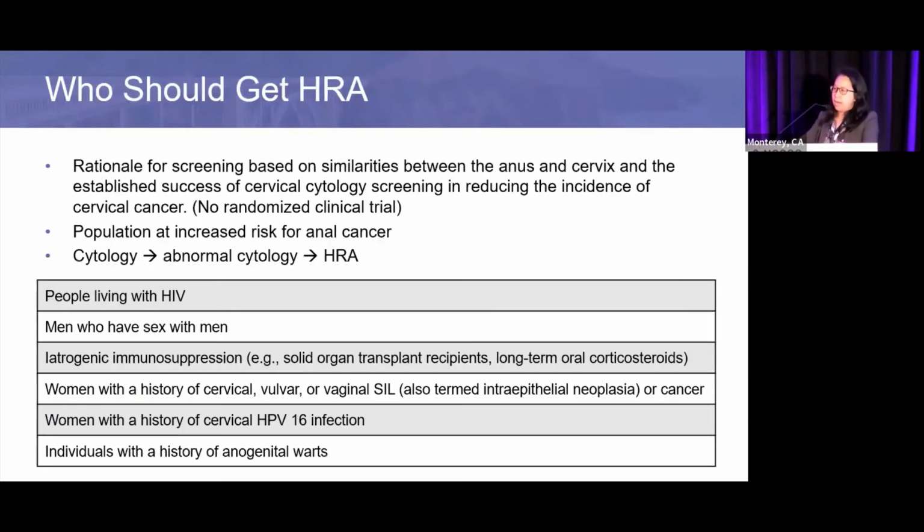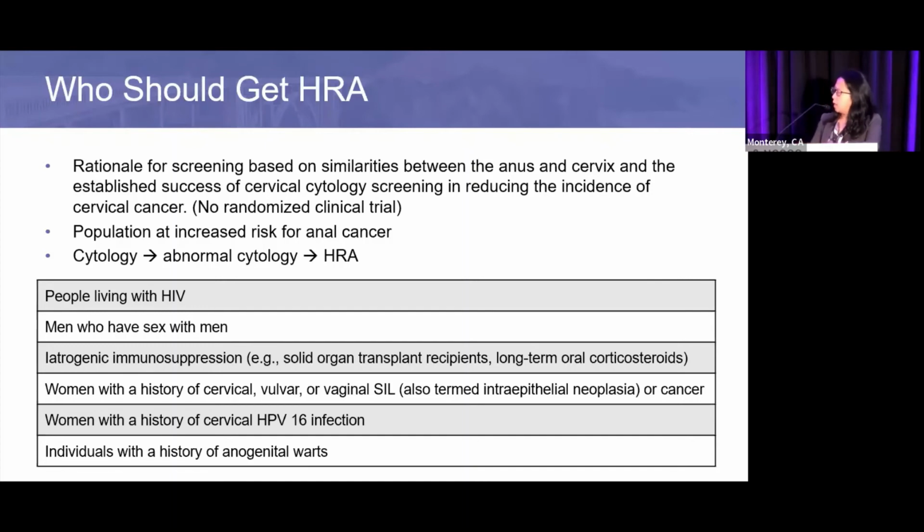So who should get high resolution anoscopy? For the rationale of screening for anal cancer, we don't really have any randomized clinical trial. The rationale is really the similarity between the anus and the cervix, and there has been good success in using cervical cytology and reducing the incidence of cancer. So we're not screening everybody. We're going to focus on the population that has increased risk for anal cancer.